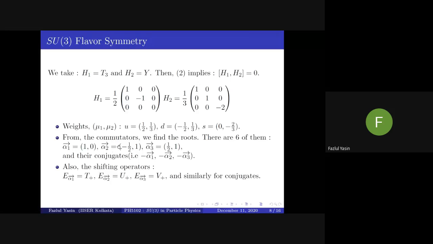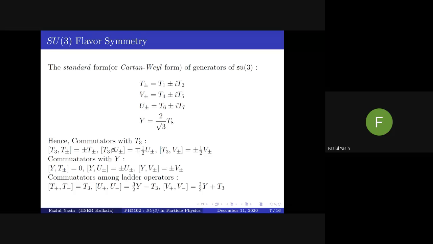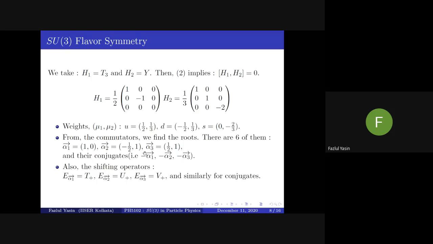And so similarly, we can do this for T3 and Y with U plus and V plus: T3 U plus and Y U plus, and T3 V plus and Y V plus, and this gives us the alpha 2 vector and alpha 3 vector. And taking the minus ones, U minus and V minus, this will give us basically the minus alpha 2 vector and minus alpha 3 vector.